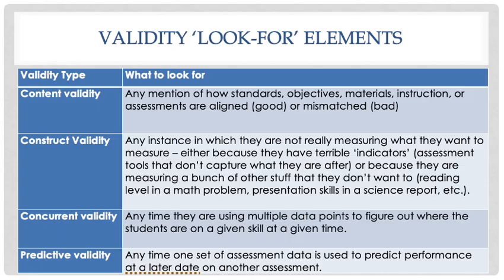Anytime I'm looking at multiple data points to figure out where students are or where they were, that's a concurrent issue. And anytime I'm trying to use current information from one or more sources to make a prediction about something later on, that's going to be a predictive validity issue.